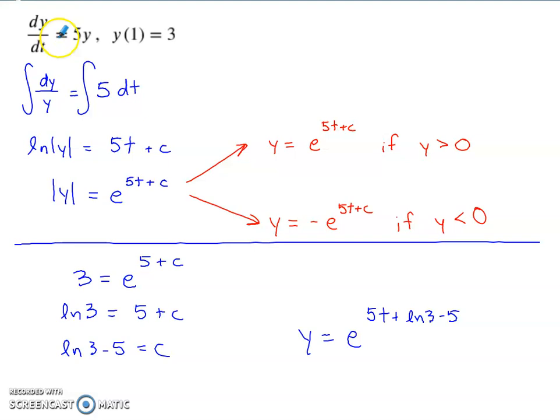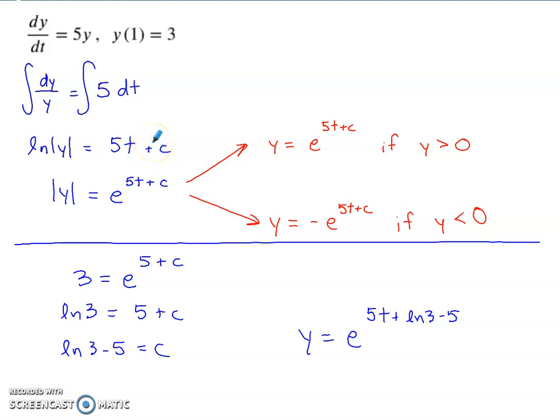So this first differential equation, I'm going to separate my variables, so I'm going to divide both sides of the equation by y. I'm going to multiply the dt across. I'm just going to leave the 5 alone. I'm going to integrate both sides. When I do the integral on the left, I get natural log of the absolute value of y. Technically, I should put a constant on this left side of the equation, but I'm accounting for the constant on the right side of the equation.